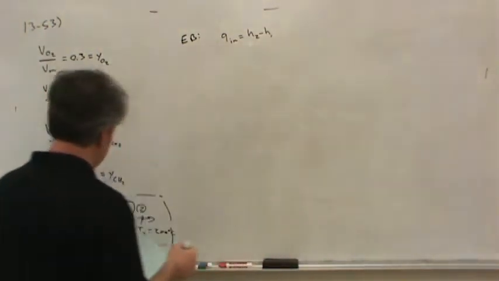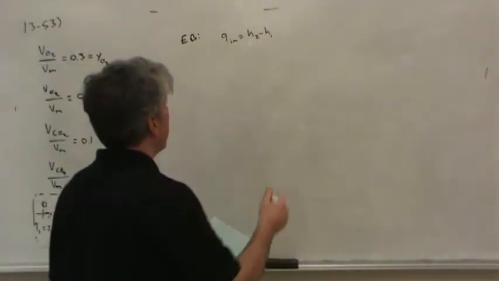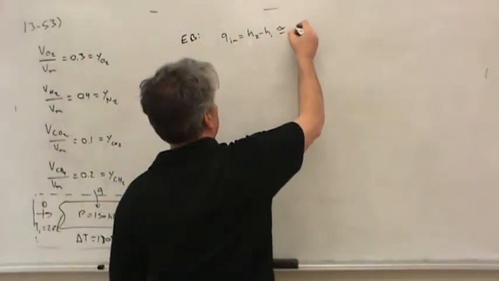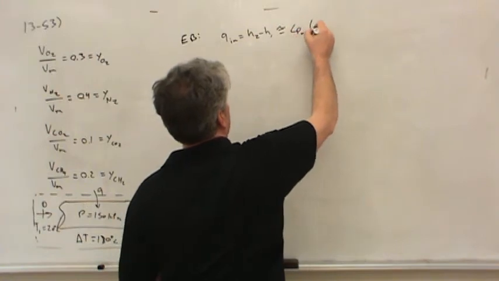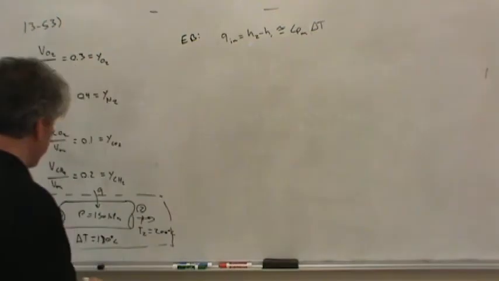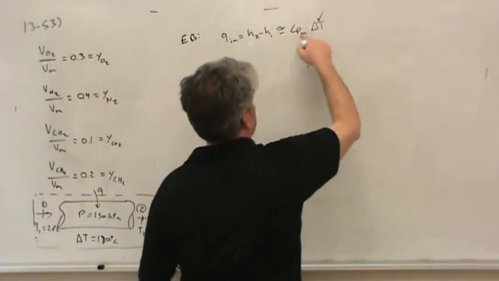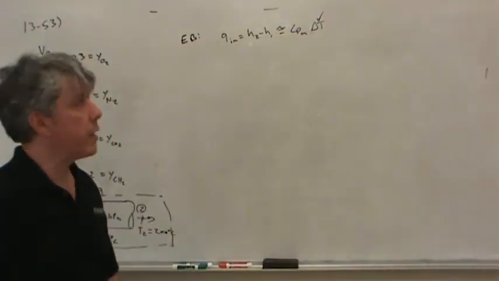Now, I don't really want to use enthalpies because I don't have a table of enthalpies for this unique mixture of gases. What I would rather do instead is say this is approximately the heat capacity of the mixture times the temperature change of the mixture, T2 minus T1, which is what I've got here at 180 degrees. So I've almost got it, right? Because the temperature change is no problem. All I really need is the heat capacity of the mixture.